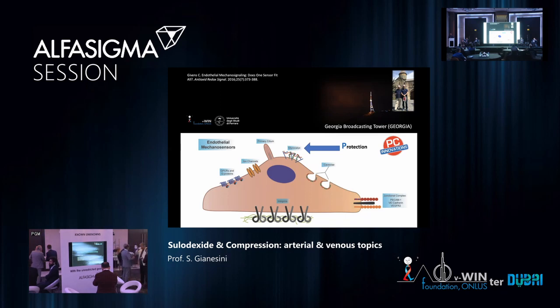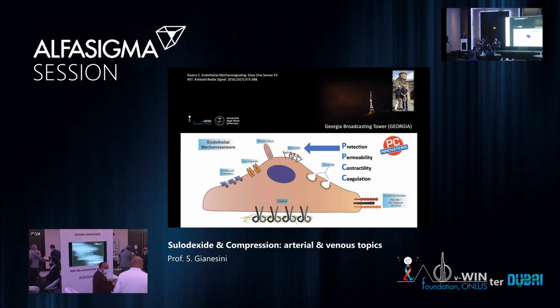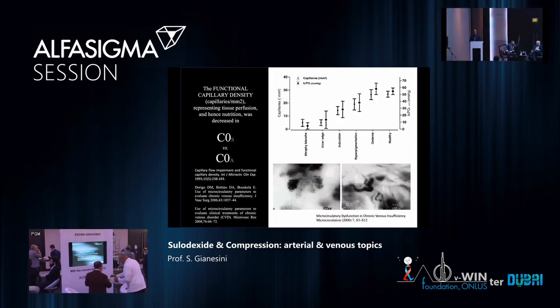And to really remember what the glycocalyx does, I usually think about the PC acronym, so the computer. Because indeed the glycocalyx gives protection to the endothelial layer, it regulates its permeability, at the same time regulates the contractility, as we have seen in the previous publication, and also balances the coagulation. So PC: protection, permeability, contractility, and coagulation.